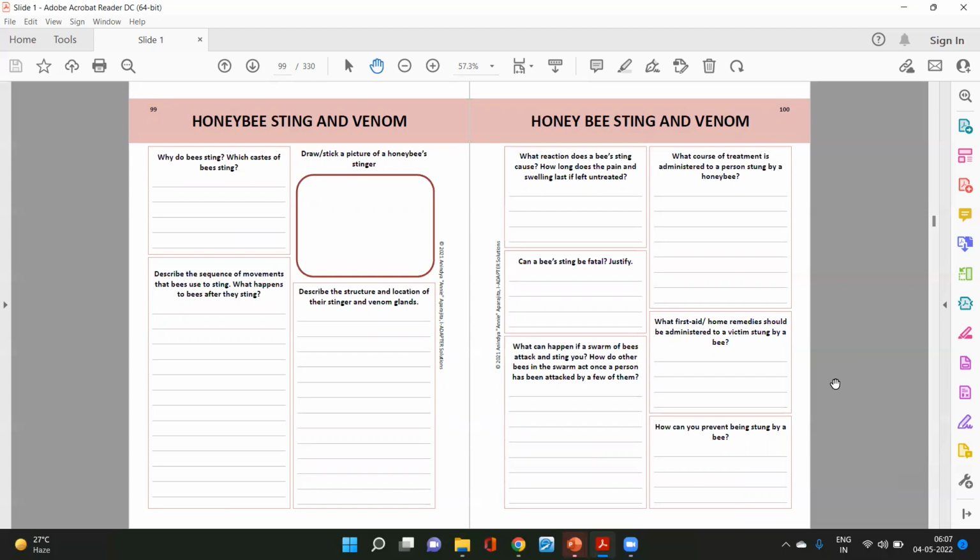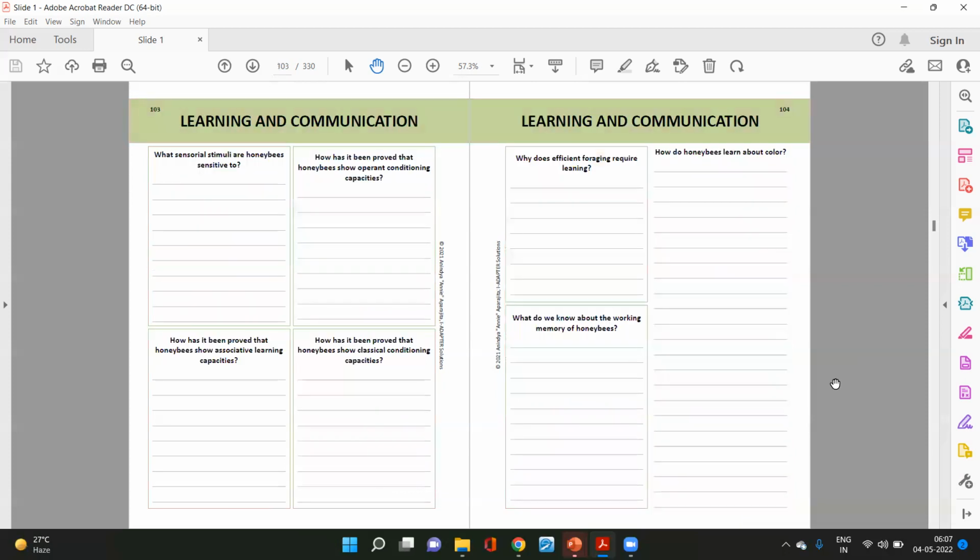And then we come to honeybee sting and venom. Honeybees, though they have the same sting, sting different people in the same way, but different people develop different reactions to them. And the students learn about that.